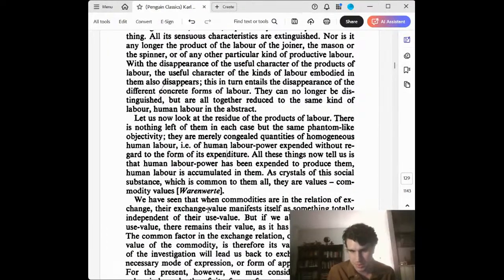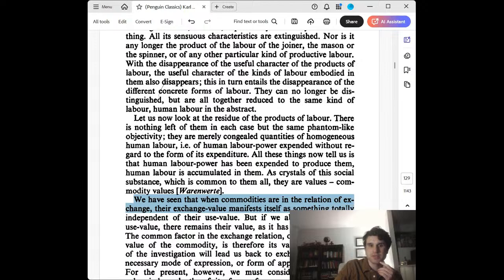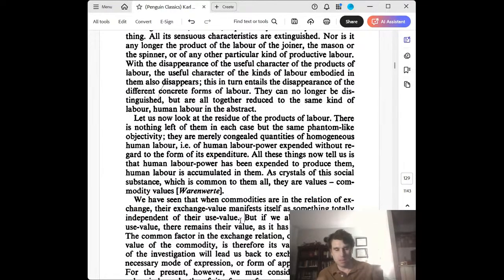So the new term Marx is introducing now: value. We have seen that when commodities are in the relation of exchange, their exchange value manifests itself as something totally independent of their use value. Right? How much something's worth has nothing to do with what it's useful for. But if we abstract from their use value, there remains their value, as has just been defined. The common factor in the exchange relation, or in the exchange value of the commodity, is therefore its value.